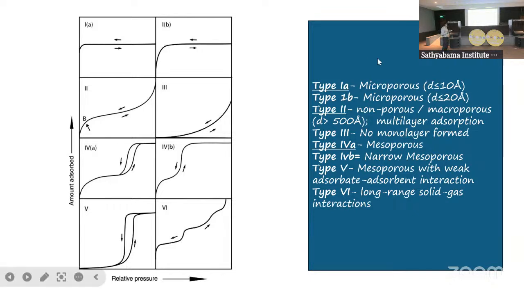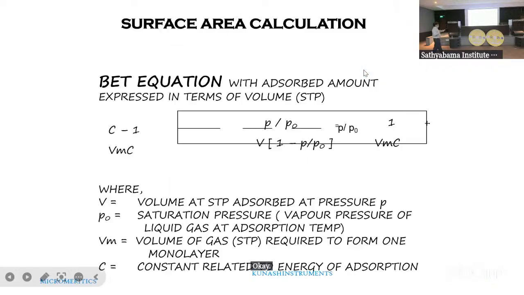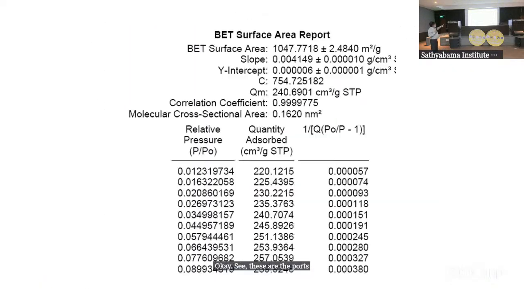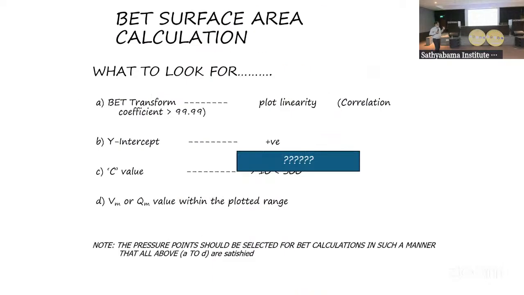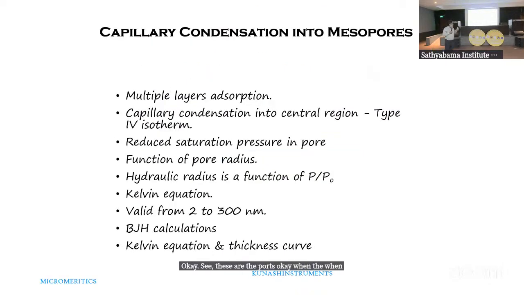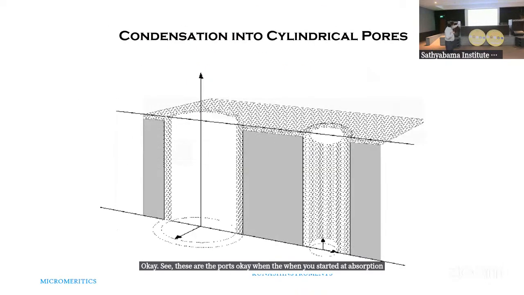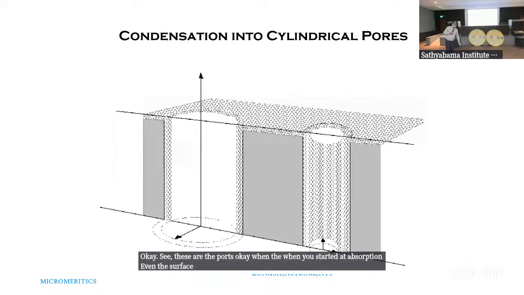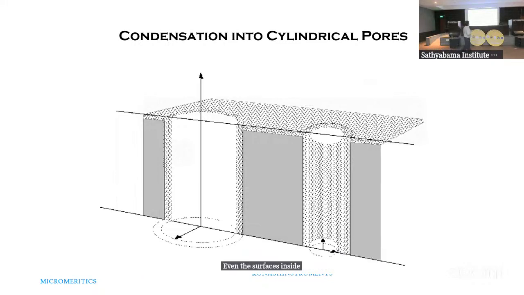Okay. See, these are the pores. When you started adsorption, even the surfaces inside the pores were being covered by the gas molecules, covering the entire surface. Even the surfaces inside were being covered by gas molecules. That's why you see this layer inside the pores.